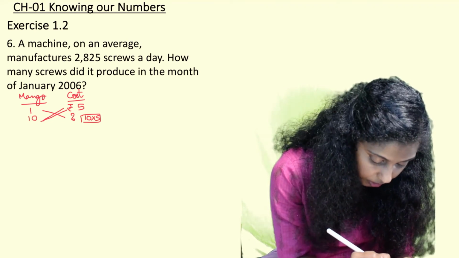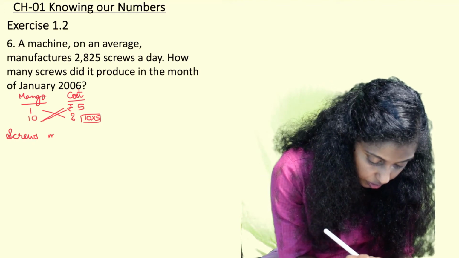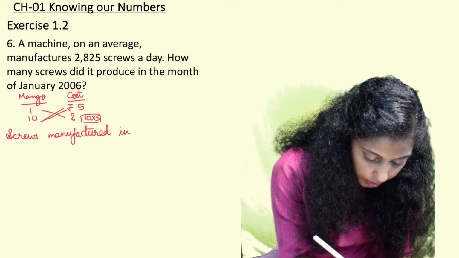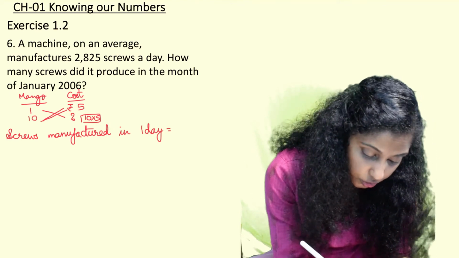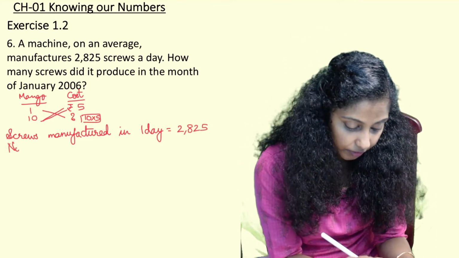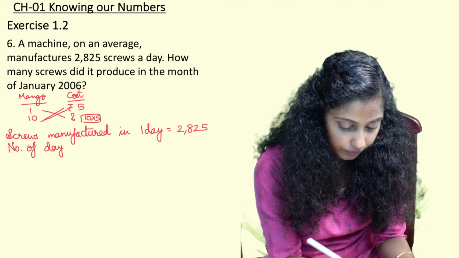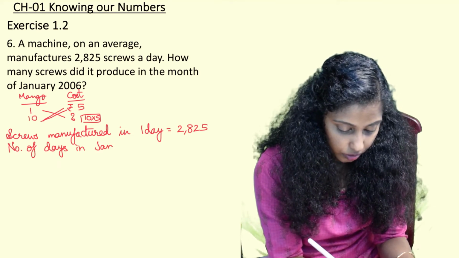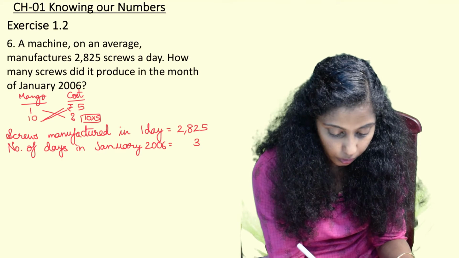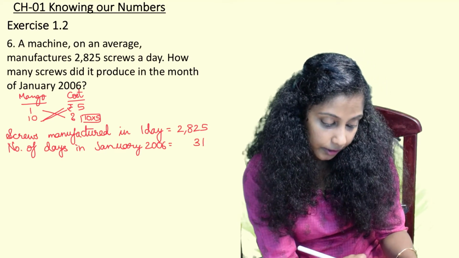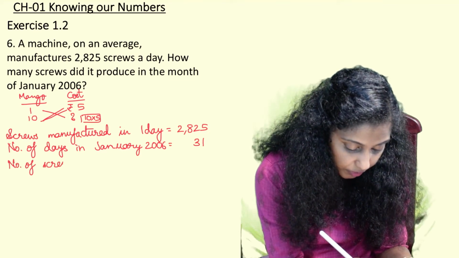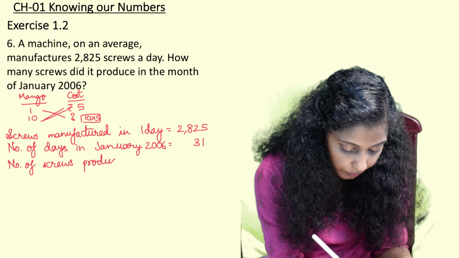Here I will write: screws manufactured in 1 day is equal to 2,825. Then we write number of days in January 2006. Whatever the year, in January there will always be 31 days only. And how many screws did it produce? Number of screws produced in the month of January.